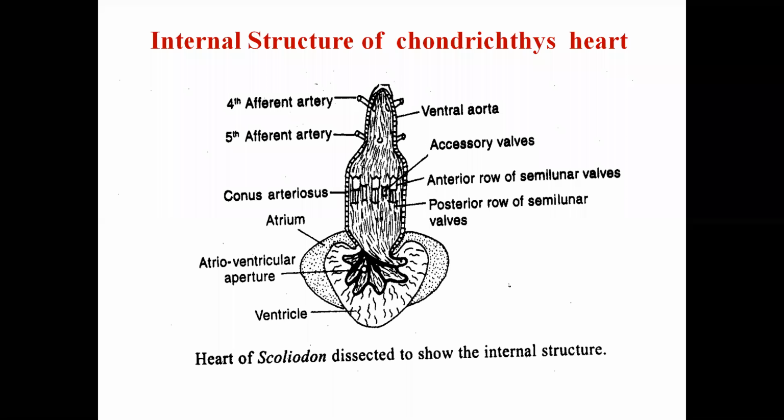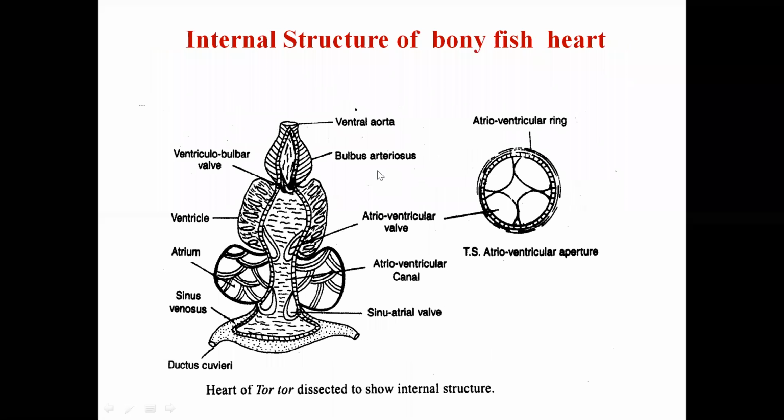Now this is the internal structure of the teleost heart. This is the ventricle, this is the atrioventricular aperture, this is the atrium, and this is the conus arteriosus, and these are the different afferent arteries. Now this is the internal structure of the teleost fish heart. Here is the Cuvierian duct, and this one is the hepatic vein. Then this is the sinus venosus, this is the atrium, this is the ventricle, and this is the bulbus arteriosus. You can see there is a valve at the sinus venosus to atrium opening, then a valve from atrium to ventricle opening, and a valve from ventricle to bulbus arteriosus.